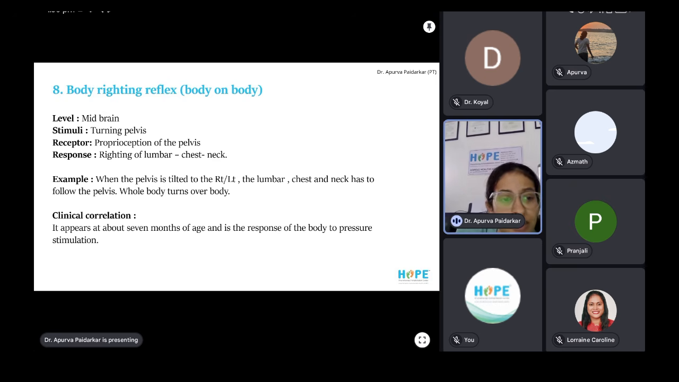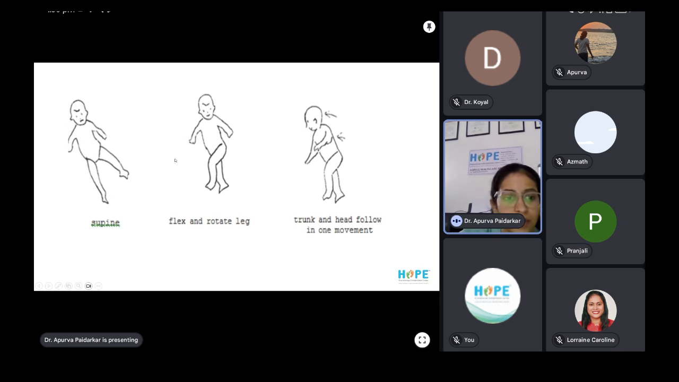So the clinical correlation is that it appears at about 7 months of age and is the response of the body to pressure stimuli. See, here is an example. The baby is first in a supine position, we turn the pelvis first, flex and rotate the leg, and it is followed by the trunk and then the neck.